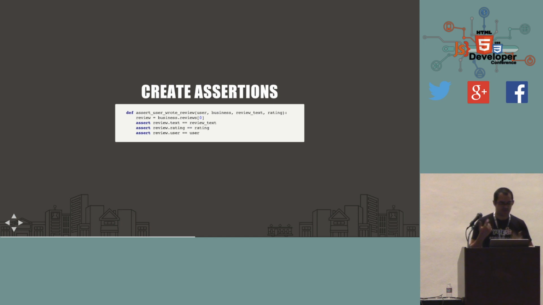Then we want to think about what kind of assertions we want. We want to confirm that the specific user actually is the one who wrote the review. So we'll write functions like this, where we take in the original user, the original business, the review text we expect, and the rating number. And we're going to assert that the business, which is a brand new business that we made at the beginning of the test, now has a single review. Its text that was in the database is exactly what we expect it to be. Same thing with the rating, and that the review was written by that specific user.